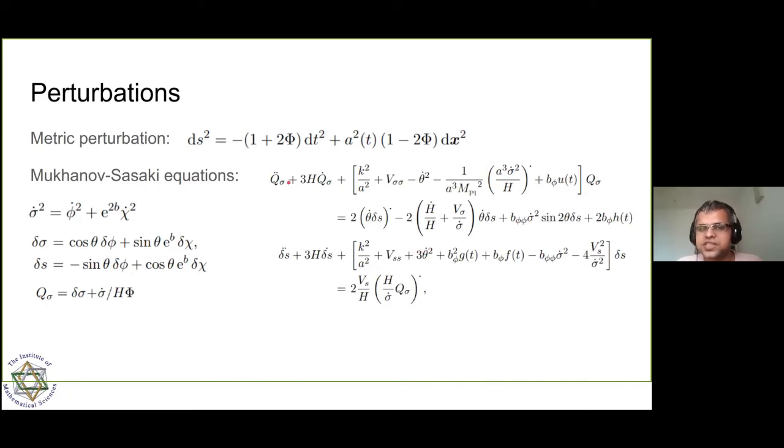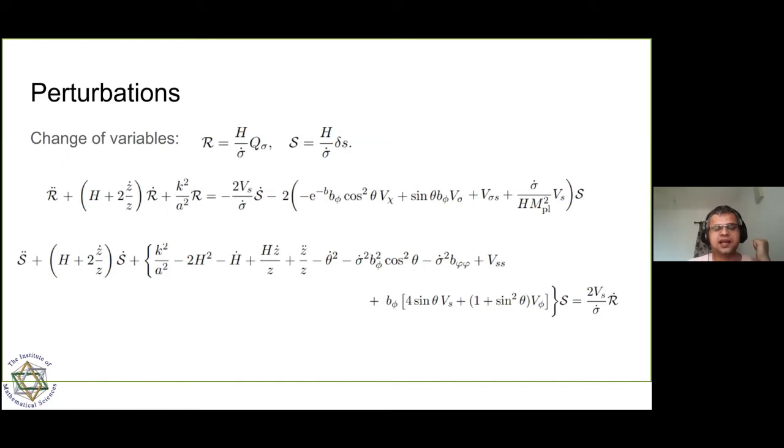For example, Q sigma couples to the delta S with these terms. The delta S comes here, and also the delta S is coupled to Q sigma, as you can see here. So there are feedback effects, all right? We can make another change of variables, R and S, which are curvature and isocurvature perturbations, and the equations look much simpler in this change of variables.